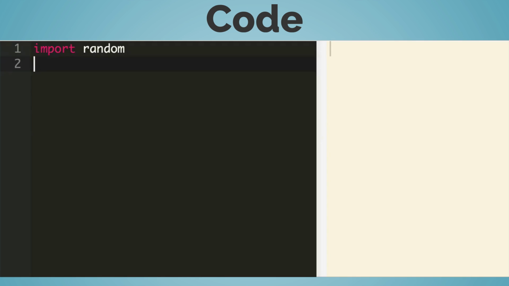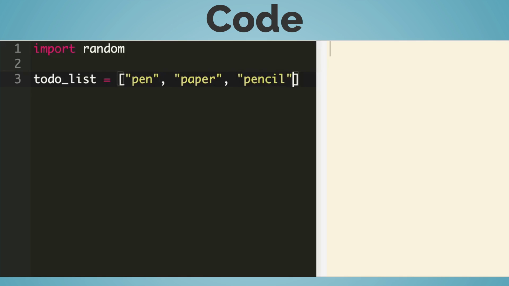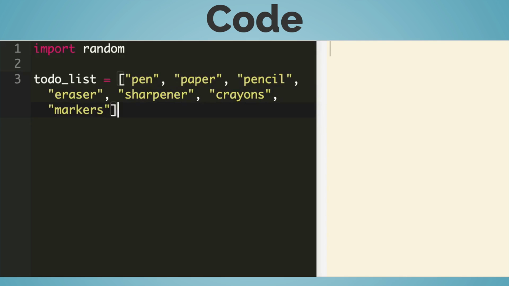Import the library random. Let me create a variable called to-do list equal pen, paper, pencil, eraser, sharpener, crayons, and markers.